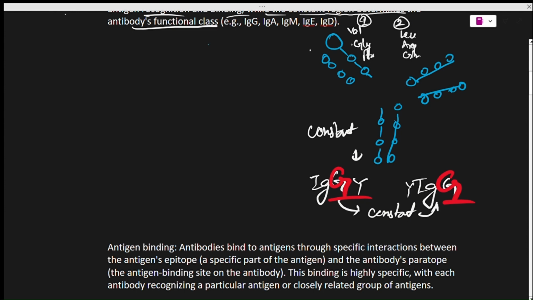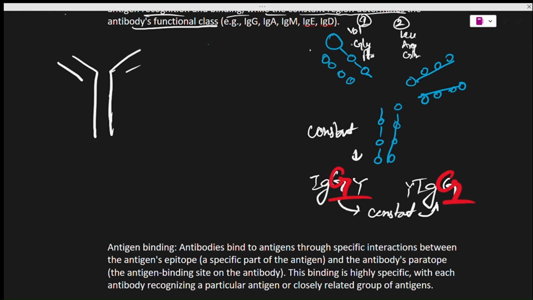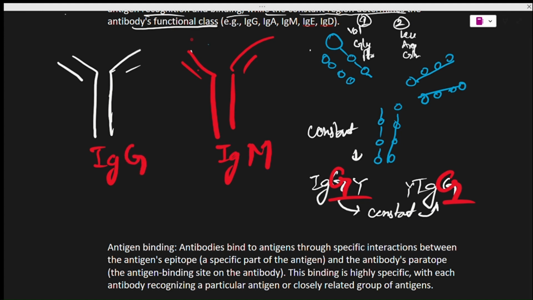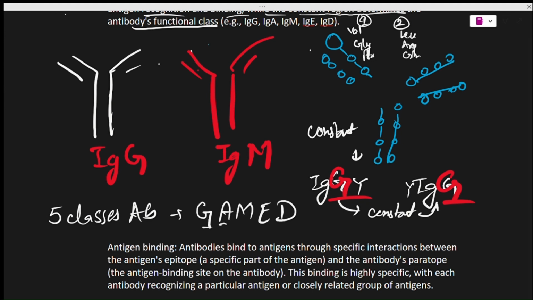Okay, so now listen. Suppose we have these two antibodies, and let me make one with red. Let us say this is IgM type and this is IgG type. So basically there are five classes of antibodies. You can remember it in any sequence. Usually most people learn it in the form of GAMED: 1, 2, 3, 4, 5. So these five are the classes of antibodies.